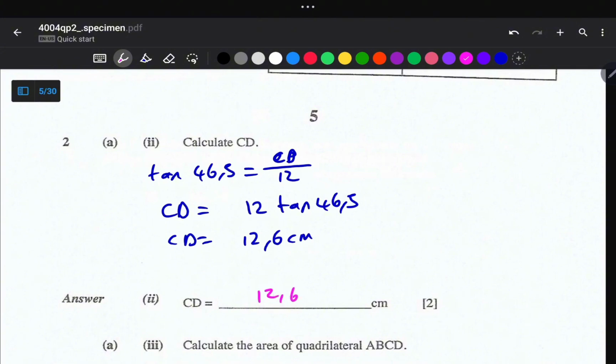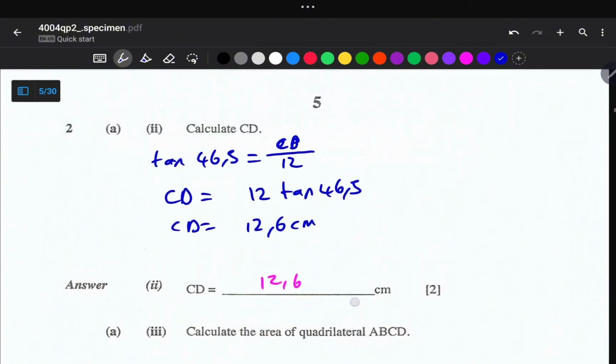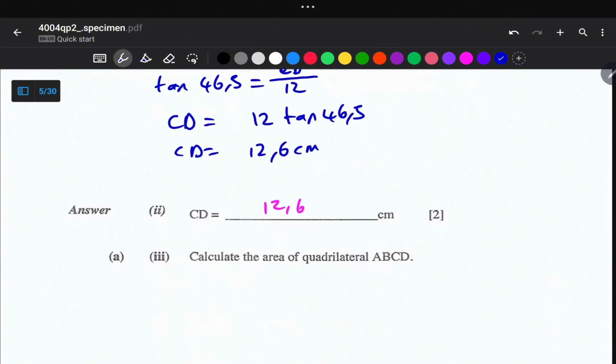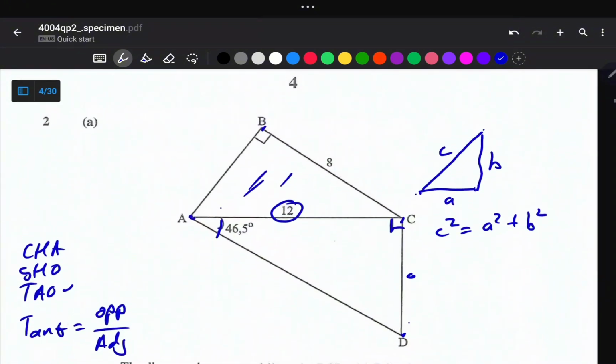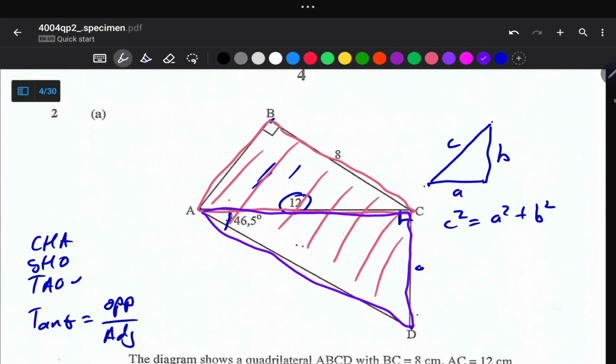So the value of CD is equal to 12.6 centimeters. Okay, and let us move on to the next part of our question, which says calculate the area of the quadrilateral ABCD. So we want to calculate the area of this quadrilateral here. Given that we have this triangle and this triangle, we can simply calculate the area of this triangle and add it to the area of this triangle. These triangles are right angled triangles, so the area is equal to half base times height.